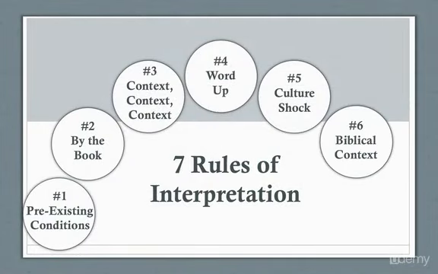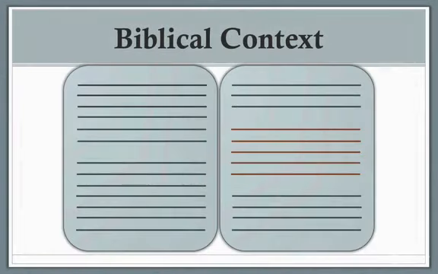Rule number 6 is what I call biblical context. And this is how other parts of the Bible can maybe add meaning or clarity to the passage we're studying. A good example of that is when the Apostle Peter in Acts chapter 2 quotes from the book of Joel. And the biblical context will show you the value of studying the Old Testament passage.